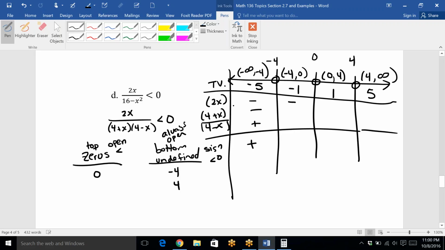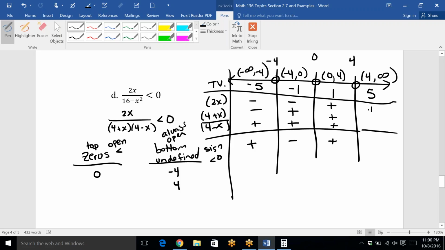2 times -1 is negative. 4 plus -1 would be positive. 4 minus a -1 would actually come out to +5, so that's positive. One negative makes a negative sign overall. 2 times 1 is positive. 4 plus 1 is positive. 4 minus 1 is also positive. 3 positives multiplied or divided makes a positive.